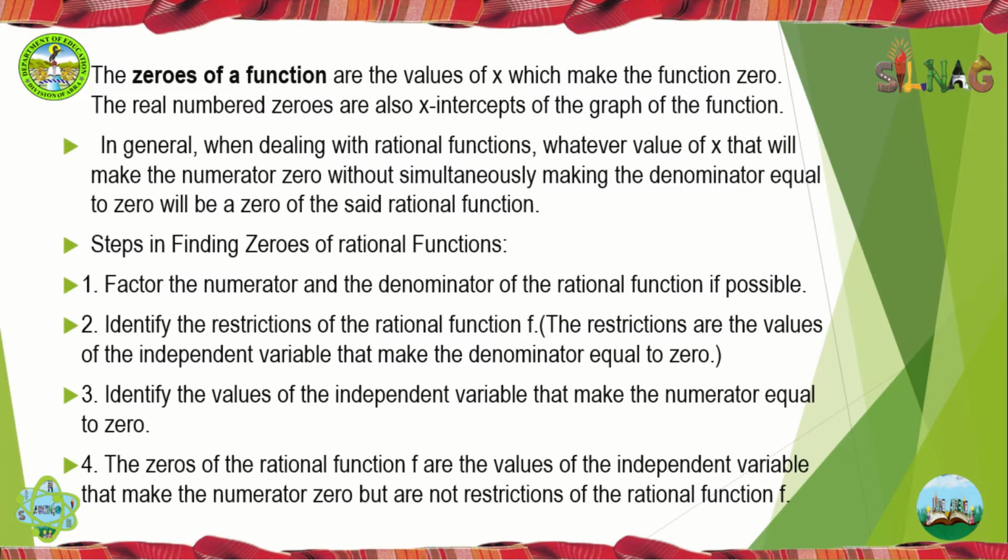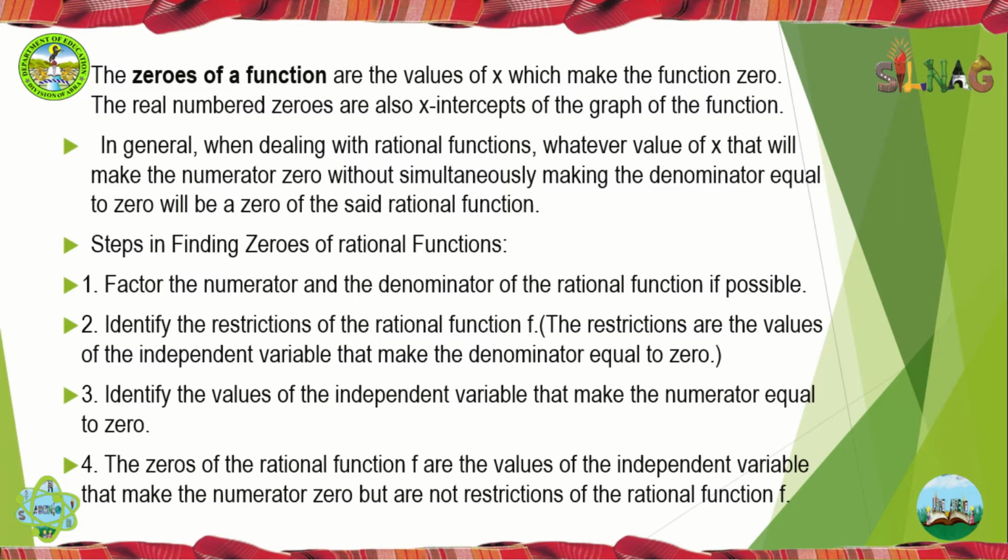So we have steps in finding zeros of rational functions. Number 1. Factor the numerator and the denominator of the rational function if possible. Number 2. Identify the restrictions of the rational function f.